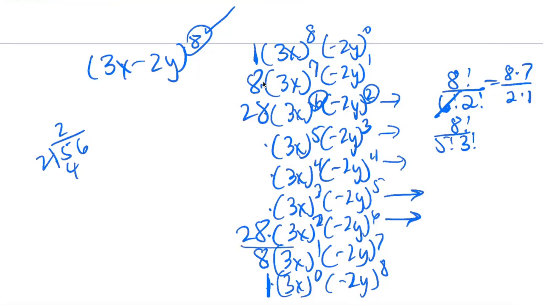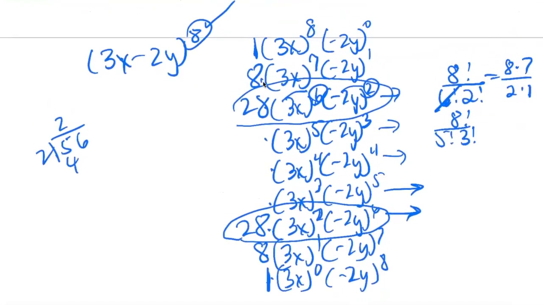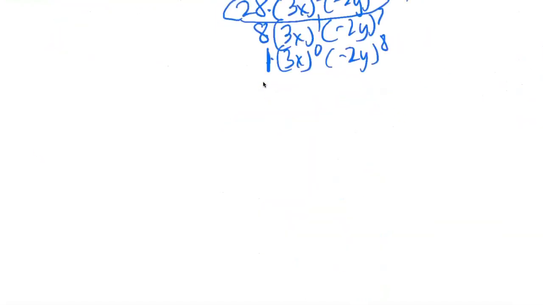Now, granted, then you've got to sit down and multiply all of these out. Like you've got to figure out 3 to the 6, negative 2 squared times 28. But it's far better than doing it the other way. You'll see later on real life application of this.